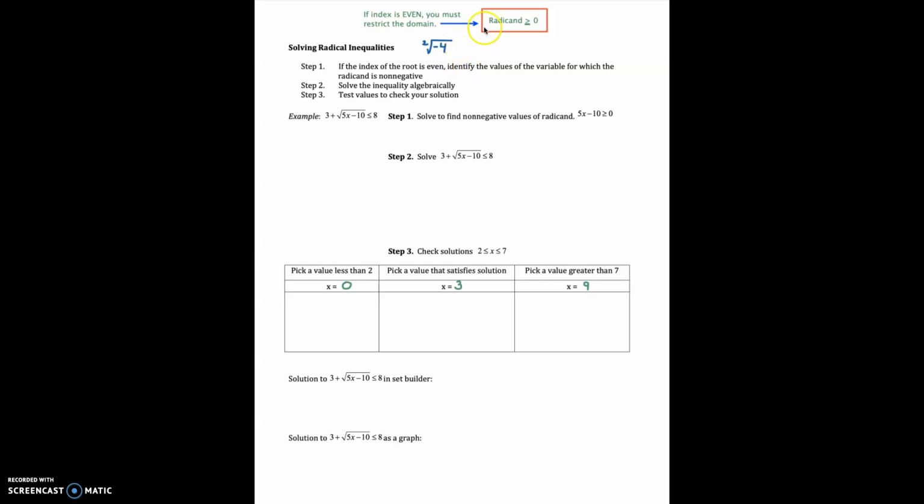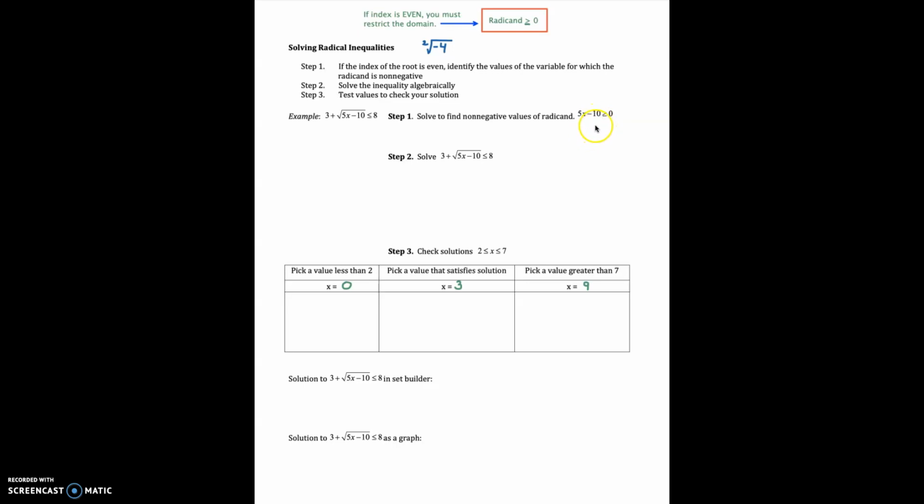So what we're going to do is say the radicand is greater than or equal to 0 in order to get that restriction. So the steps are here. The first one says, okay, restrict the domain. So that's what we're going to do first. We're going to take that radicand of 5x minus 10 and set it greater than or equal to 0. So go ahead and solve that.